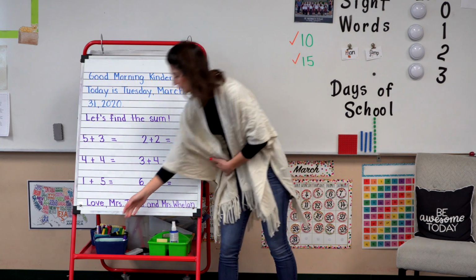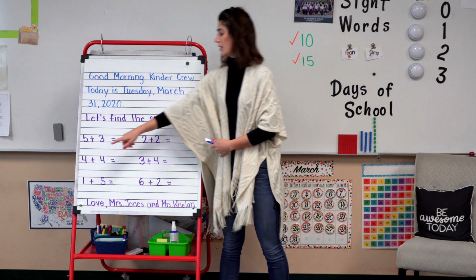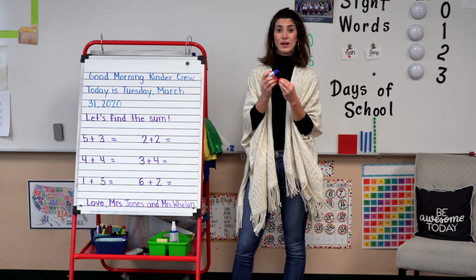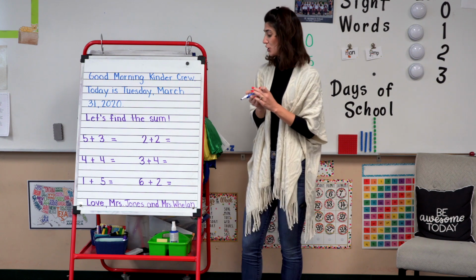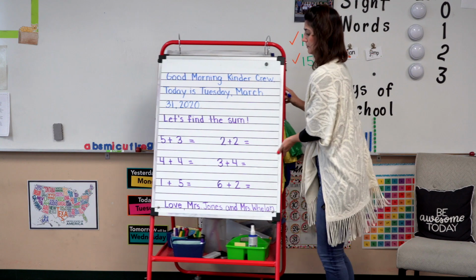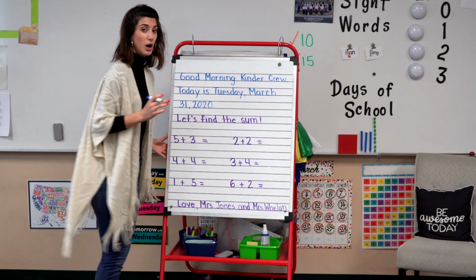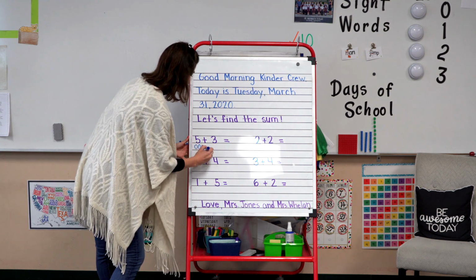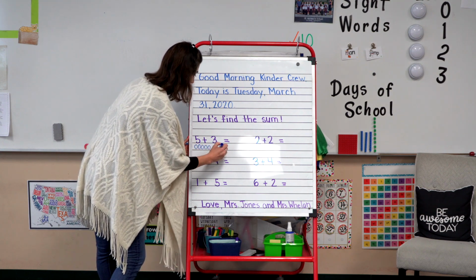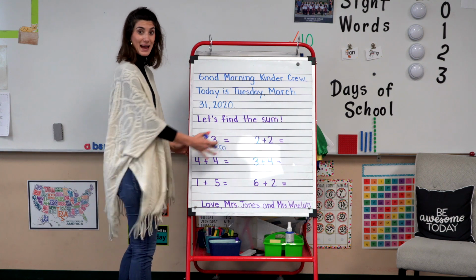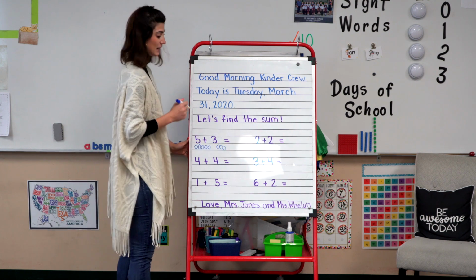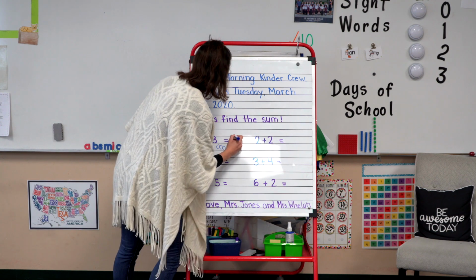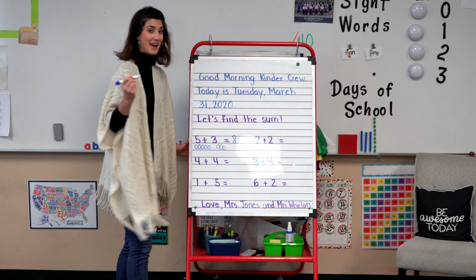All right, our first problem here says what? 5 plus 3 equals. We're joining those groups together, so I could go ahead and draw the two groups. So I could do 1, 2, 3, 4, 5 plus 1, 2, 3. And now I can count my groups and figure out how many in all. 1, 2, 3, 4, 5, 6, 7, 8. 5 plus 3 equals 8.